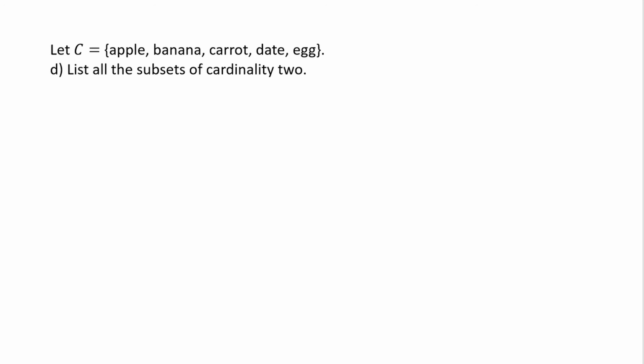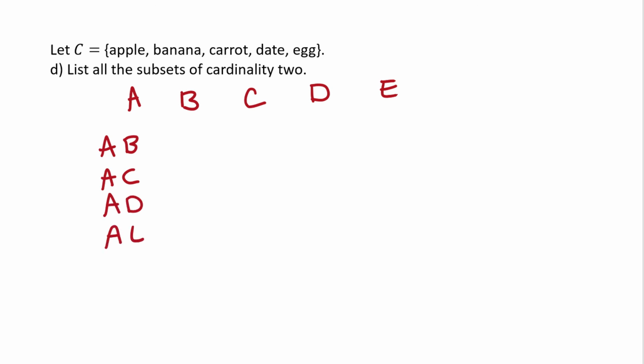I'll use the letters A for apple, B for banana, C for carrot, D for date, and E for egg, and systematically select 2 starting at A. So we could have a subset that consists of A and B, moving over A and C, moving over A and D, and finally A and E.